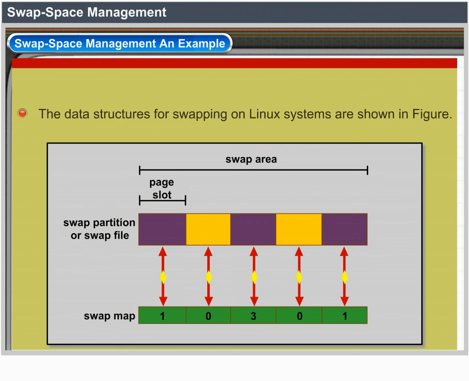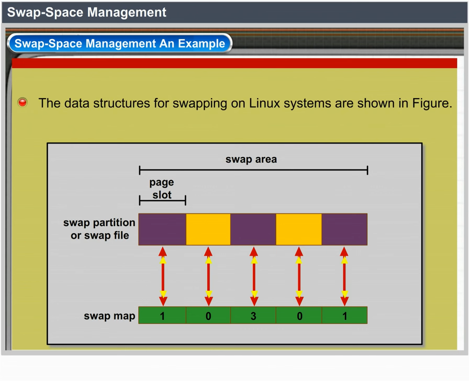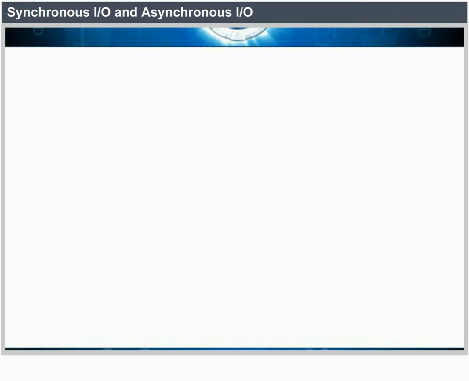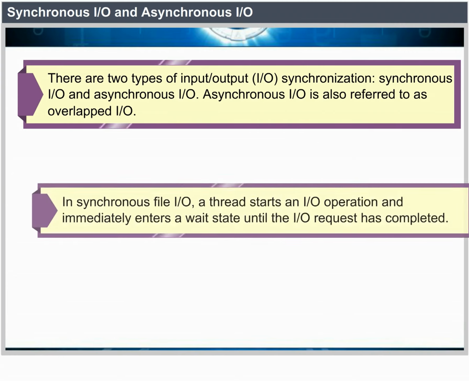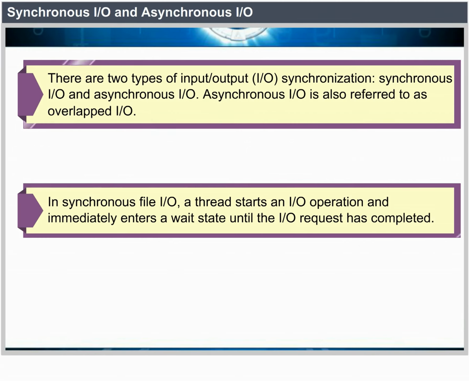Synchronous and asynchronous input-output. There are 2 types of input-output synchronization: synchronous input-output and asynchronous input-output. Asynchronous input-output is also referred to as overlapped input-output. In synchronous file input-output, a thread starts an input-output operation and immediately enters a wait state until the input-output request has completed. A thread performing asynchronous file input-output sends an input-output request to the kernel by calling an appropriate function.